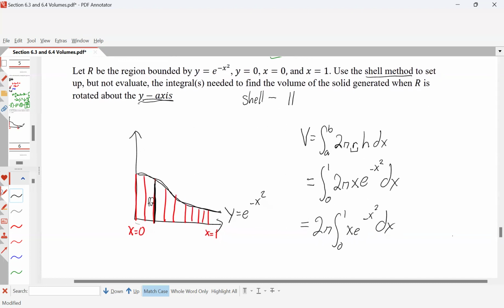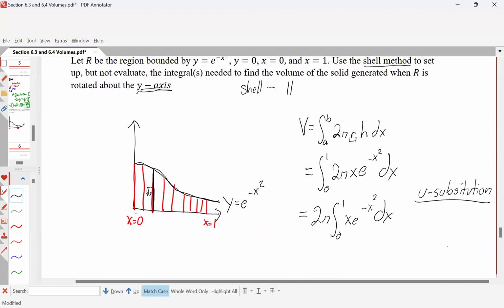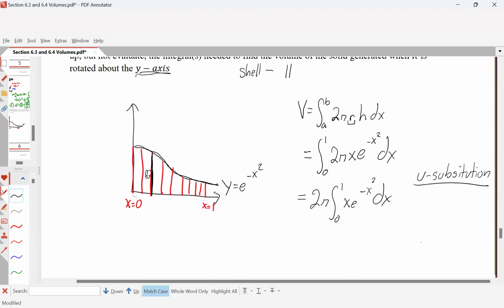We're only asked to set up, but this is a really good u-substitution example, so I would encourage you to try this on your own to see if you can solve this u-substitution problem. So there's the integral we would need.